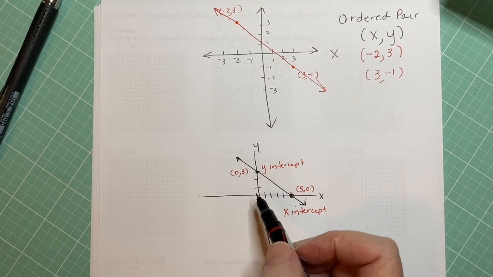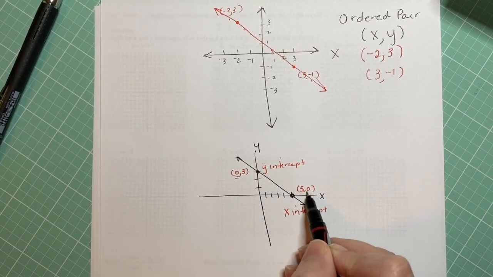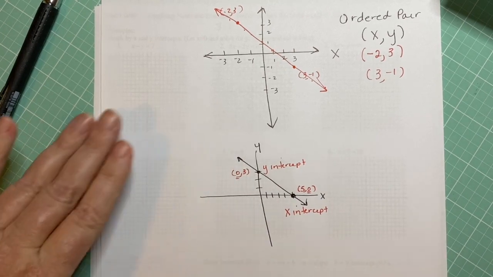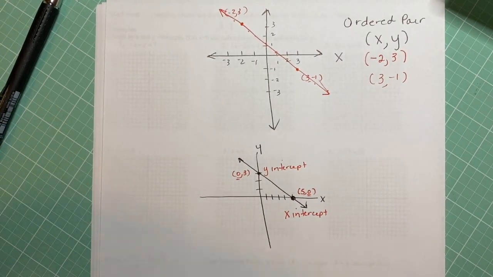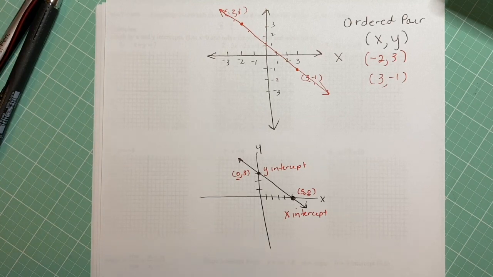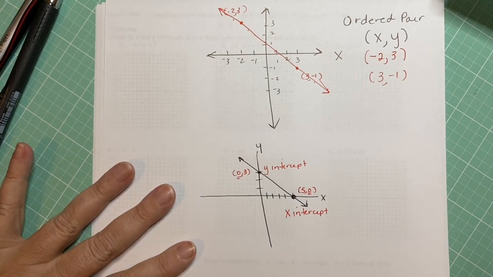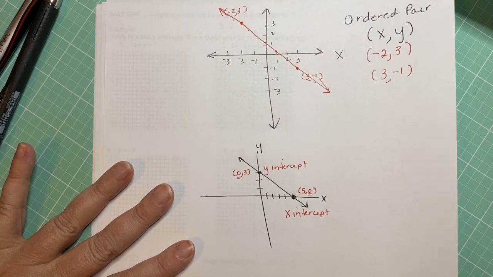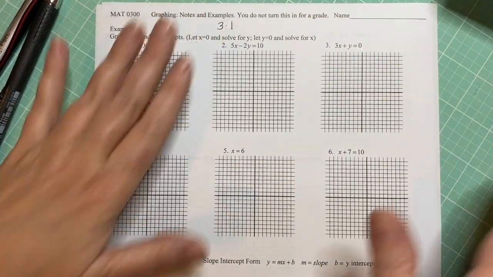Now what makes these special is these zeros. Because what's the easiest number in the world to multiply by is 0. Because 0 times anything is 0. So those are the easiest numbers to plug into formulas. So we're going to use x and y intercepts today to look at graphing. So now let's look at this note sheet.